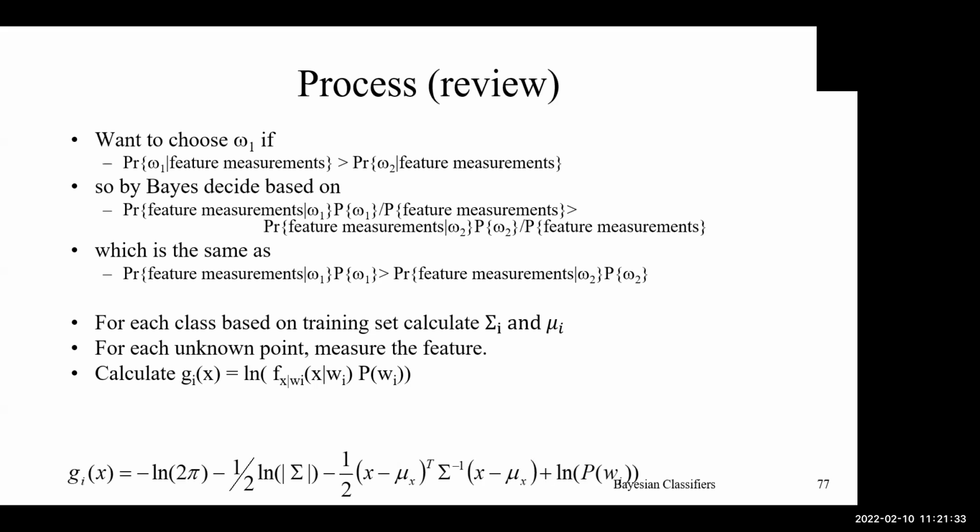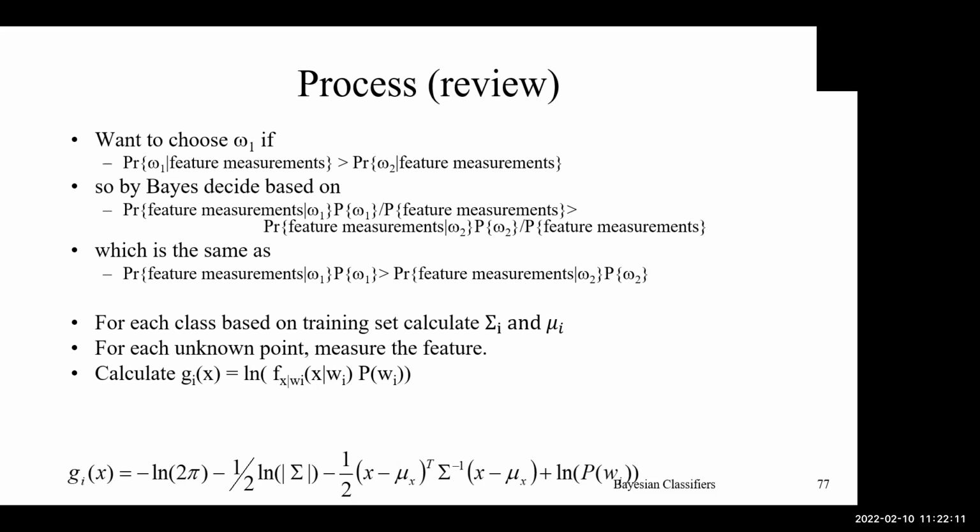So we're looking to say which one is greater than the other. And for each class, based on your training set, you're going to calculate a covariance matrix, and you're going to calculate a mean for each class based on your training set. That's probably the hardest part of the project. It's not hard, but if you can't get there, you're kind of stuck.